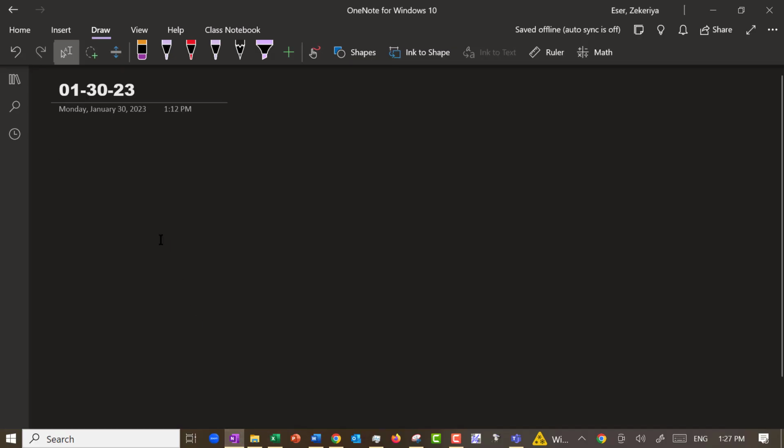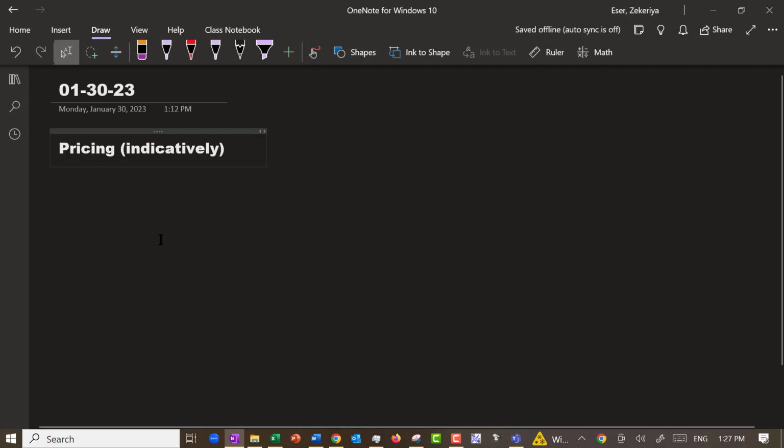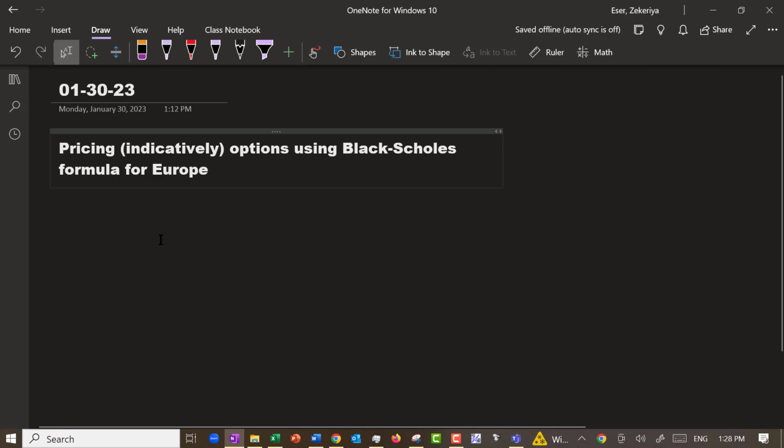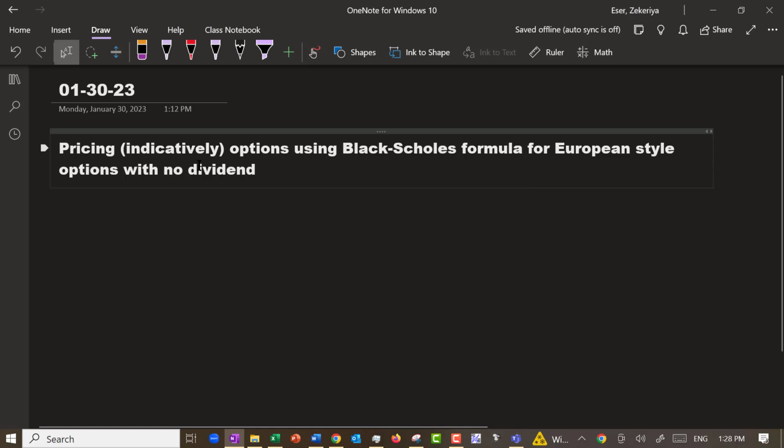Today we're going to get started on pricing. I should say this indicatively. Options using the Black-Scholes formula for European style options with no dividends. This is pretty much the only case where you actually get a formula, but it'll kind of get us started.